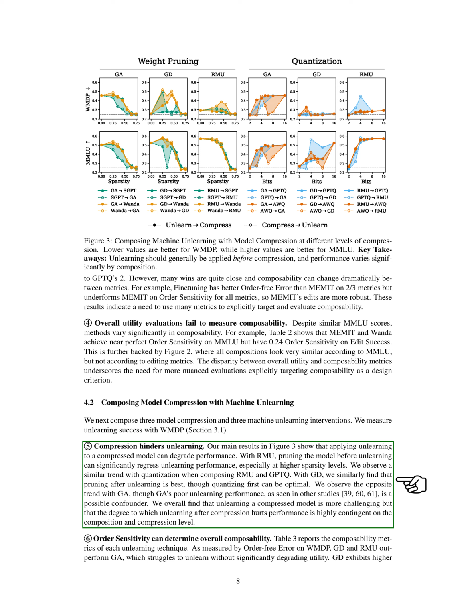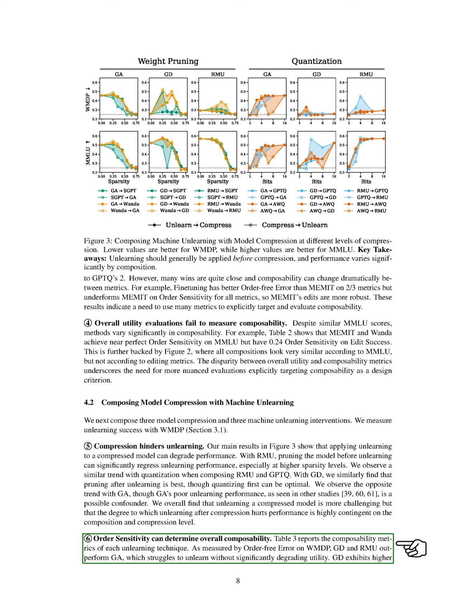When using RMU, pruning the model before unlearning can notably reduce unlearning performance, especially at higher sparsity levels. A similar trend was observed with quantization when combining RMU and GPTQ. With GD, we discovered that pruning after unlearning works best, although quantizing first can also be effective. On the other hand, with GA, pruning after unlearning was optimal, despite GA's generally poor unlearning performance. Overall, unlearning a compressed model is more challenging, and the impact of unlearning after compression on performance depends on the specific composition and compression level.